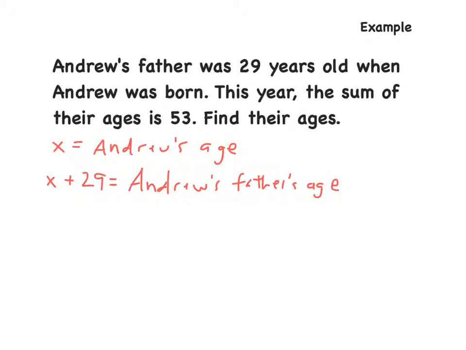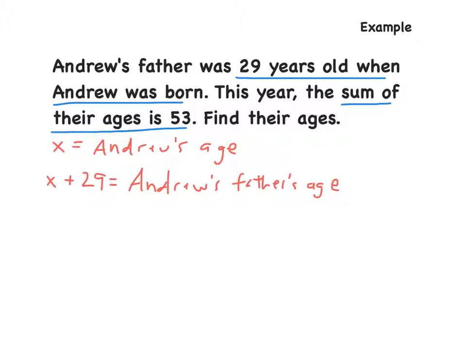So now let's go through and underline the important information. Andrew's father was 29 years old when Andrew was born. This year, the sum of their ages is 53. So now we have to find their ages. The important part that we need: we know that this year, the sum of their ages is 53.